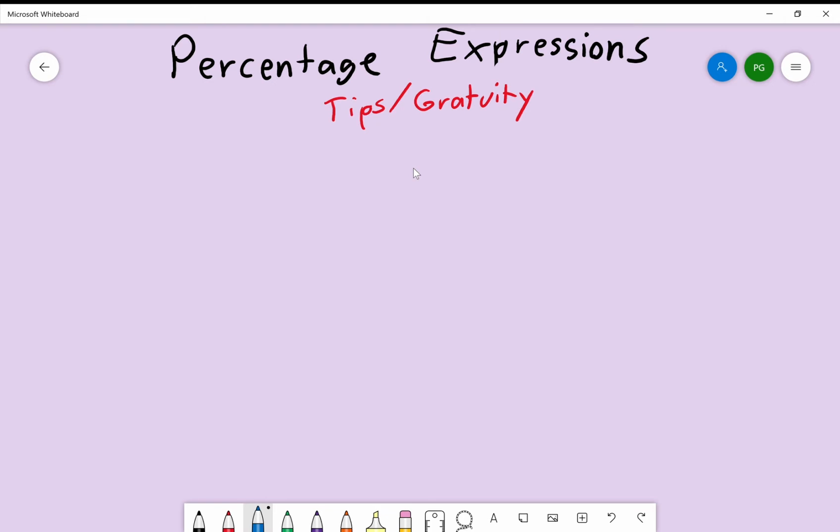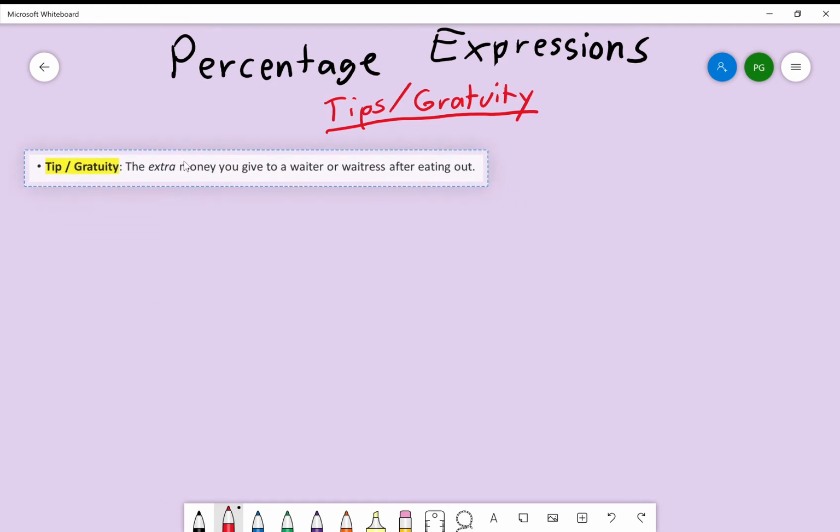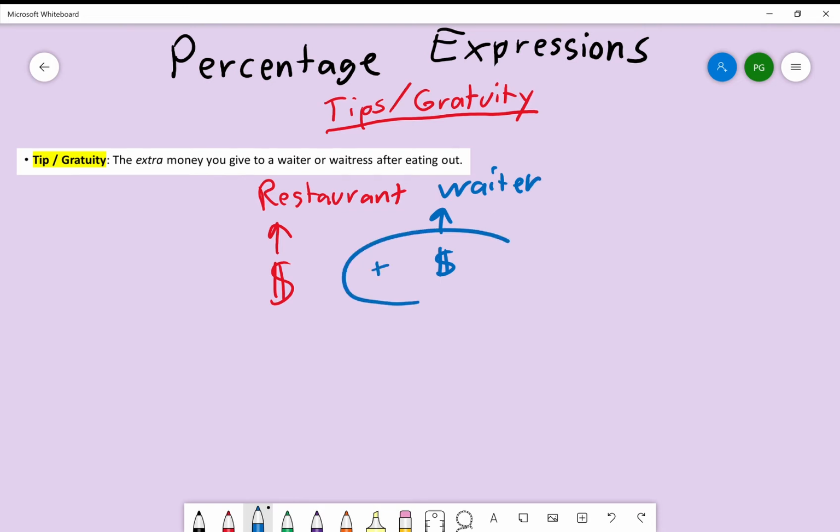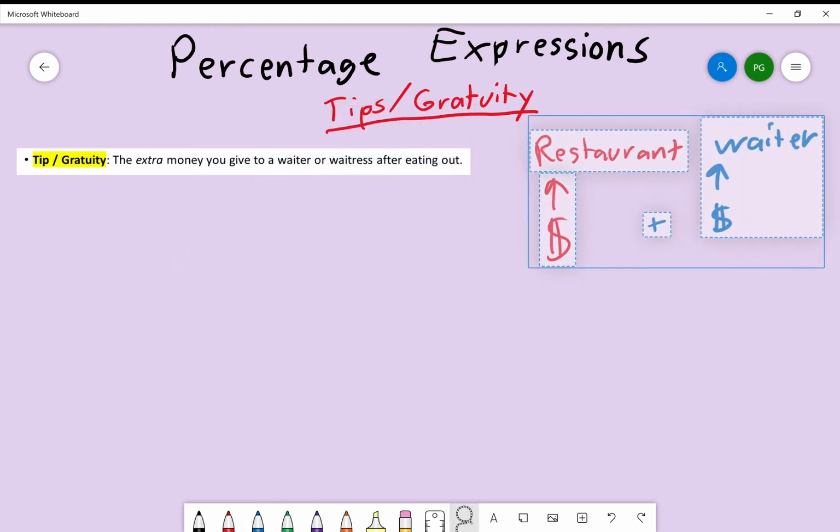Specifically, within percentage expressions, we are going to be reviewing tips/gratuity today. And in case you did not know, a tip or gratuity, they're both the same thing, they're synonyms, is the extra money you give to a waiter or waitress after you eat out. So you have the money that you're going to pay the restaurant, right? And then there's a little bit extra money that you pay the waiter for their services. So the waiter's amount is a little bit extra that you pay on the side. All right, going to give you a few seconds to write that down if you don't have it down already.